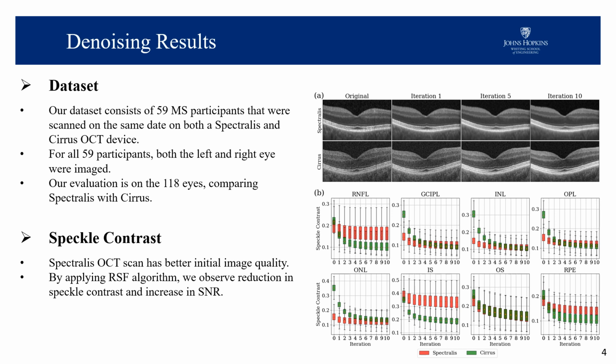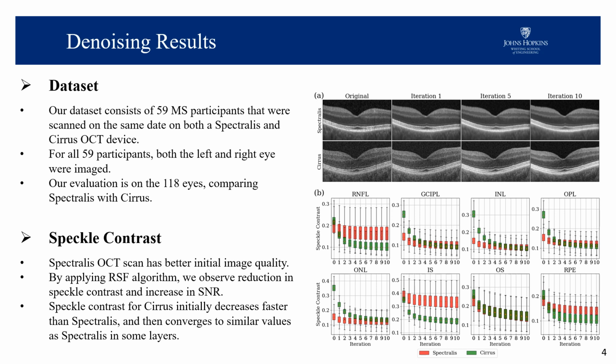Since SNR is inversely proportional to the speckle contrast, we can also conclude that SNR in each retinal layer increases. Moreover, we observe that speckle contrast for Cirrus B scans initially decreases faster than for Spectralis B scans, and in some layers such as GC-IPL, INL, OPL, ONL, and OS, the speckle contrast values in both Spectralis and Cirrus converge to similar values.